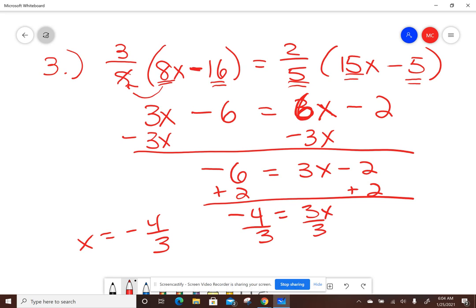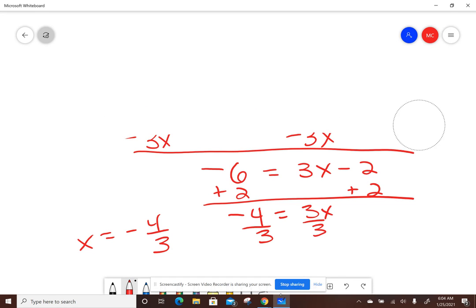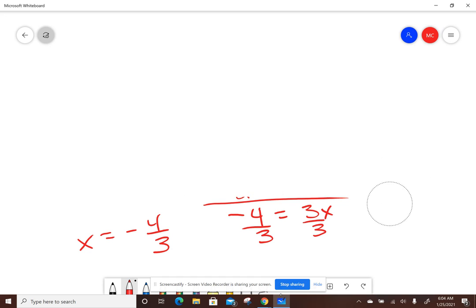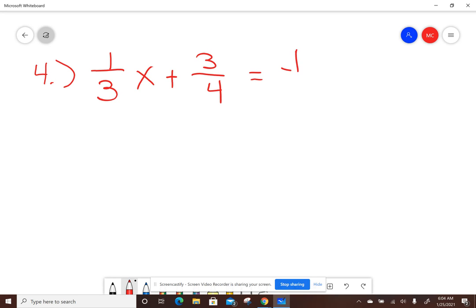Okay, so sometimes you can clear an equation of fractions by distributing. Now, if you went to distribute and you realized that wasn't going to get rid of the fractions, then you can stop and do another strategy. So for number 4, here I have a whole bunch of fractions. So I have no other option than multiplying by the common denominator.